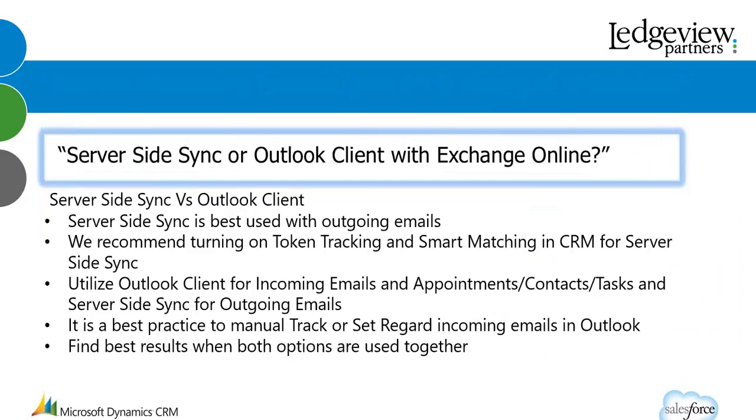The best scenario to use is a combo between Outlook client and server-side sync. So set server-side sync for all outgoing emails and utilize the Outlook client for incoming emails and appointments, contacts, and tasks. We find that people get best results when both options are used together. It's a best practice, again, to manually track or set regarding incoming emails in the Outlook client.